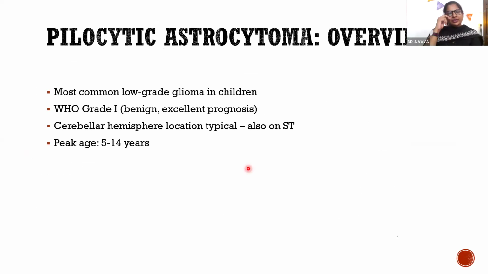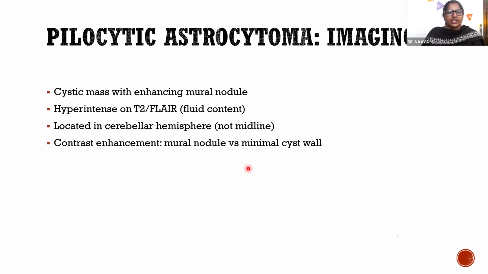And then pilocytic astrocytoma, it's a low-grade glioma. I'm happy if the child gets this; the child will be on a 80-week chemo protocol, getting chemo and RT. They will be long living. Because of the tumor biology, it is graded as WHO grade 1 and has an excellent prognosis. Cerebellar hemisphere is the most common typical location, but it can also occur in the supratentorial regions. And usual ages of presentation will be 5 to 14.